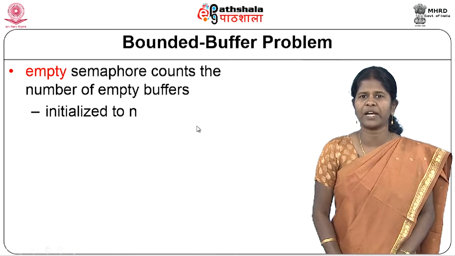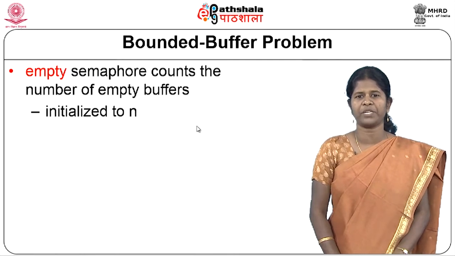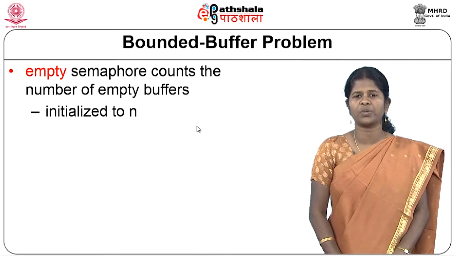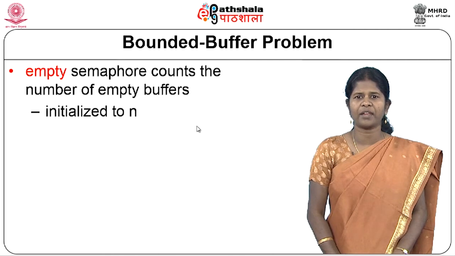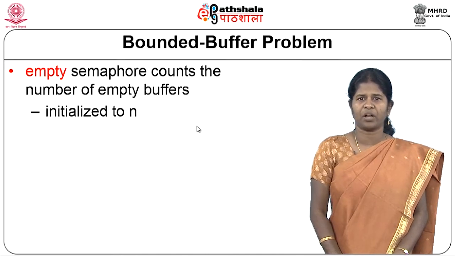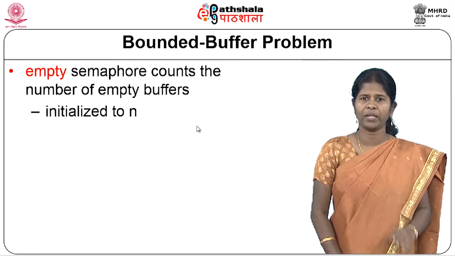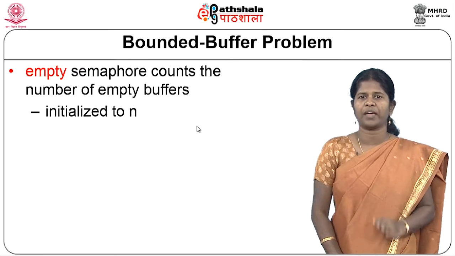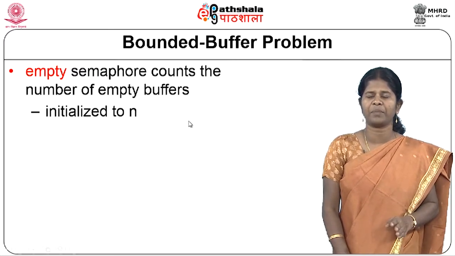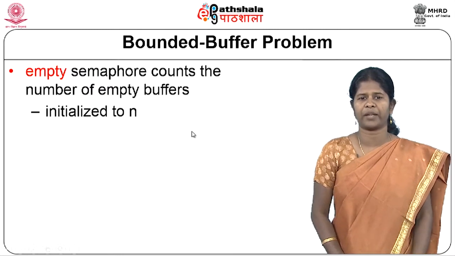The empty semaphore is used to count the number of empty buffers. It is initialized to n. Initially there are n empty buffers, that is, all the n buffers are empty, and hence the initial value of the empty semaphore is set to n.